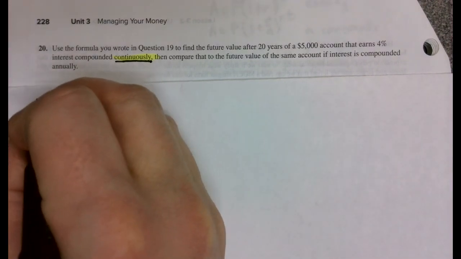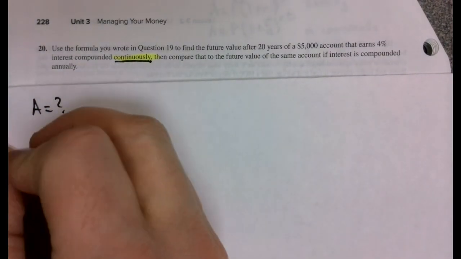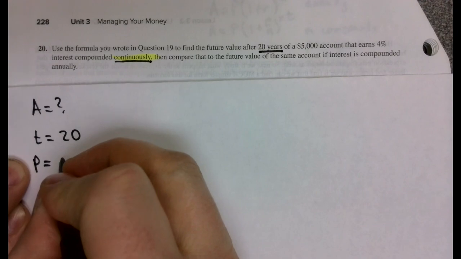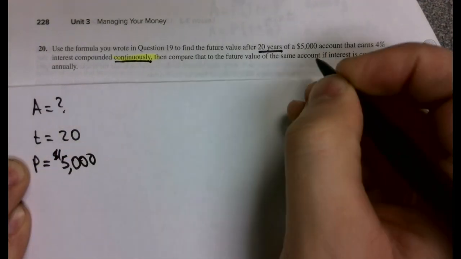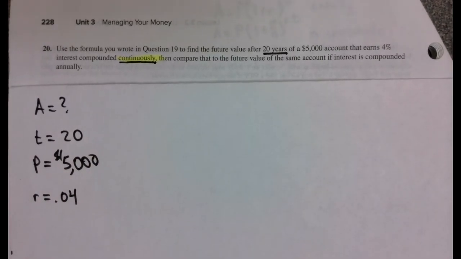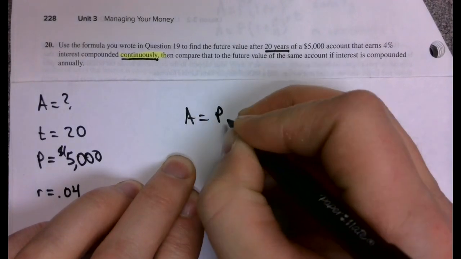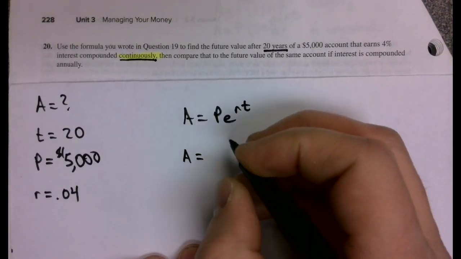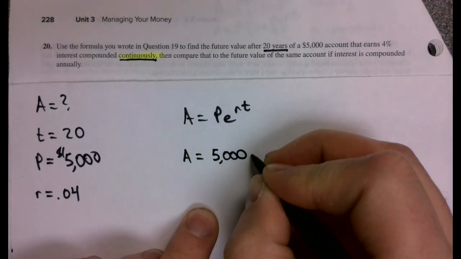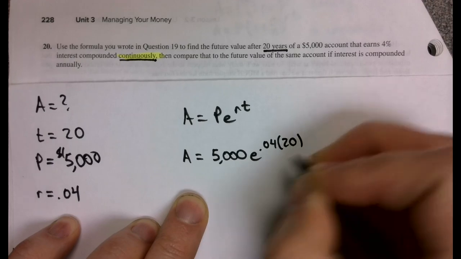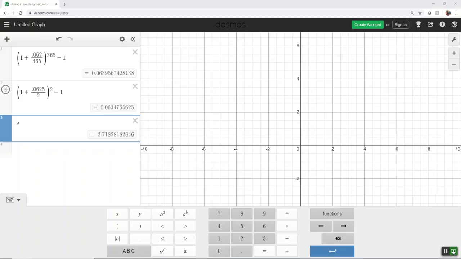So let's identify the things we have. We're supposed to find the future value of a 20-year long investment. So we're doing this for 20 years, and we're plunking down $5,000, and it earns an interest rate of 0.04 or 4%. So we'll just take A equals P times e raised to the rt and plug in the pieces we just have. So our future value is equal to 5,000 times the number e raised to the 0.04 times 20.